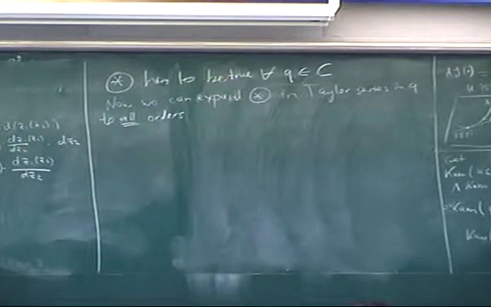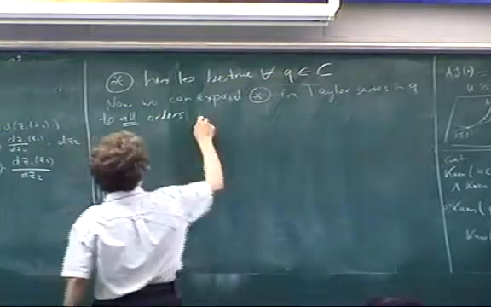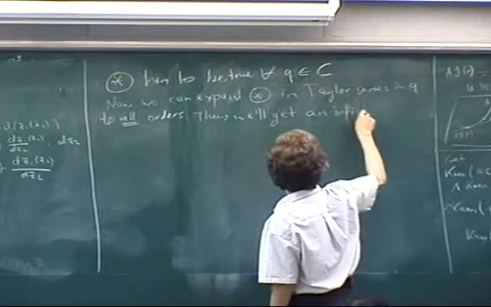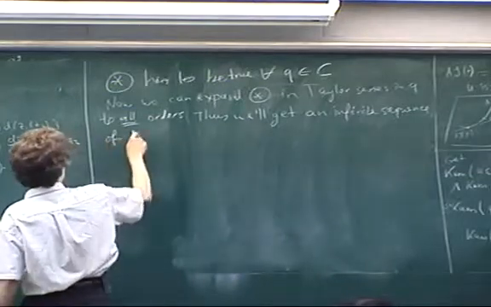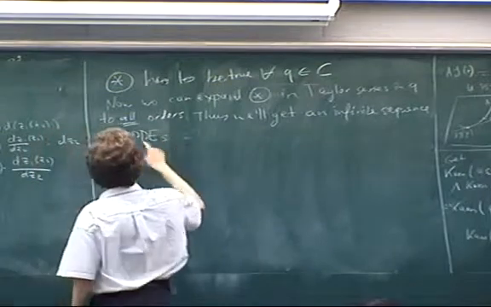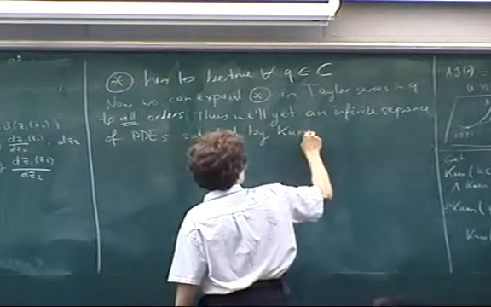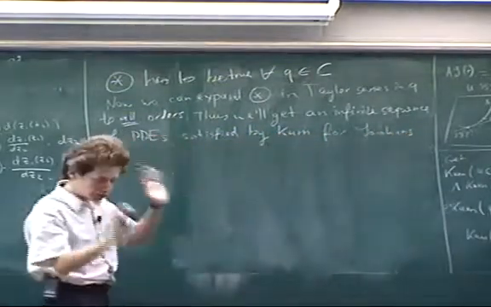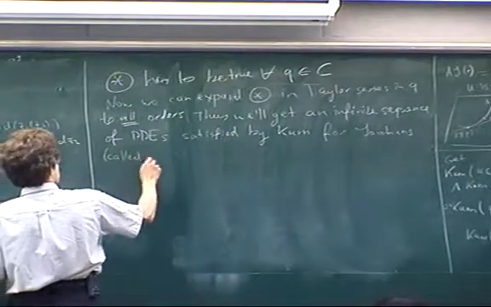Not just to the second order, we can expand it to all orders. We could have done it from the start, but I wanted to do it step by step. Thus we'll get an infinite sequence of partial differential equations satisfied by the Kummer map for Jacobians. In each order you get a differential equation, maybe zero, I don't know. This infinite sequence is called a hierarchy, and in fact it's called the KP hierarchy.